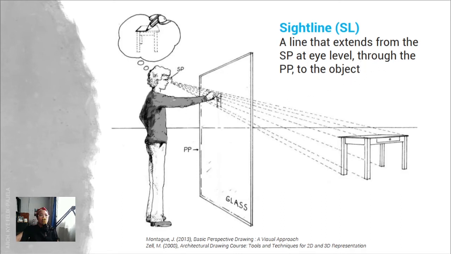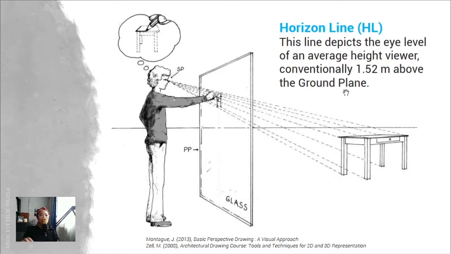So, if you're going to imagine this SP or the station point, its sight line, imagine a horizontal line crossing the picture plane. That is the sight line, or the height of the eye of the viewer or observer. And then, the horizon line is depicted, it depicts the eye level of an average height viewer.